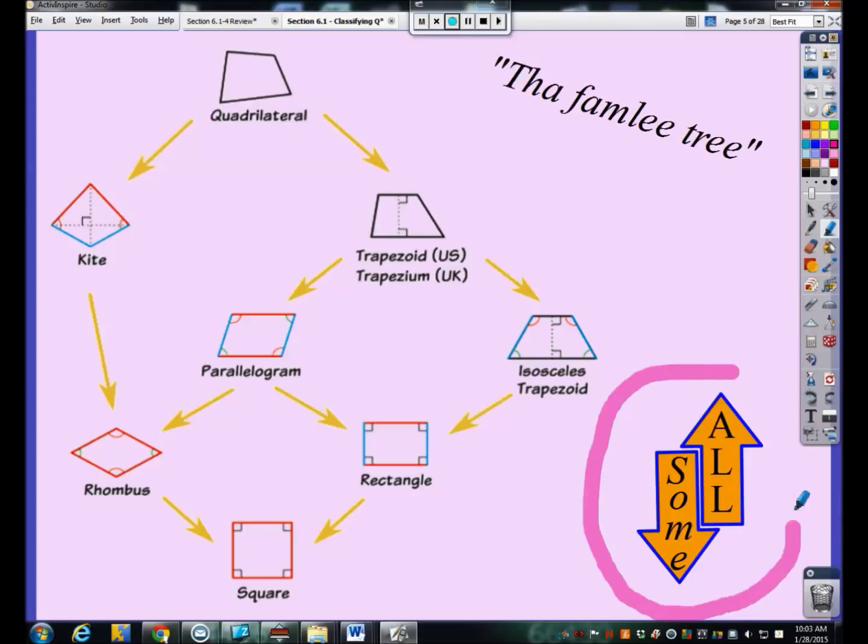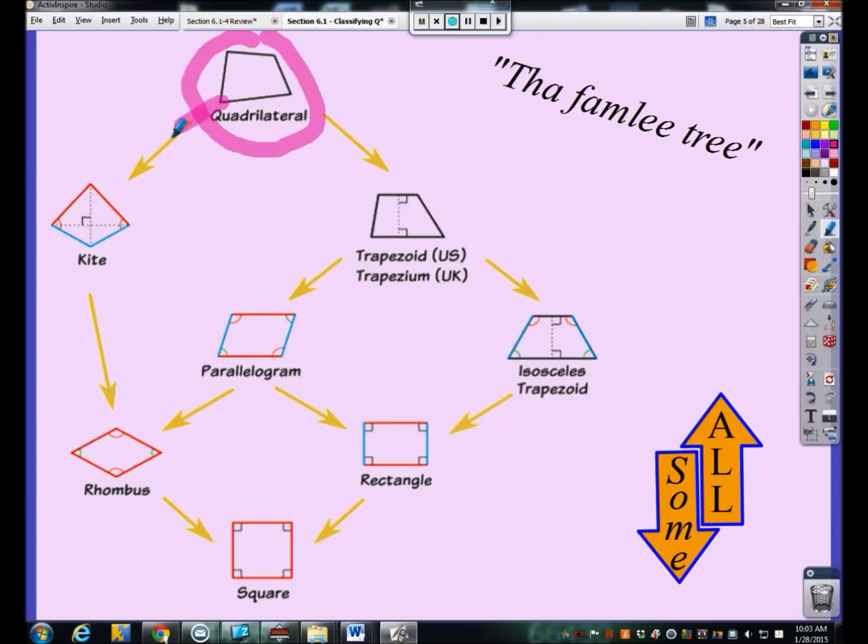So the next thing I want to talk about is this "some" relationship. Any time that we move down in a downward stream in the family tree, we can use the term "some." And what exactly do I mean by that? Well, we could start with quadrilaterals, and we could say that some quadrilaterals are kites, and some quadrilaterals are trapezoids. And some trapezoids are parallelograms. And some trapezoids are isosceles trapezoids.